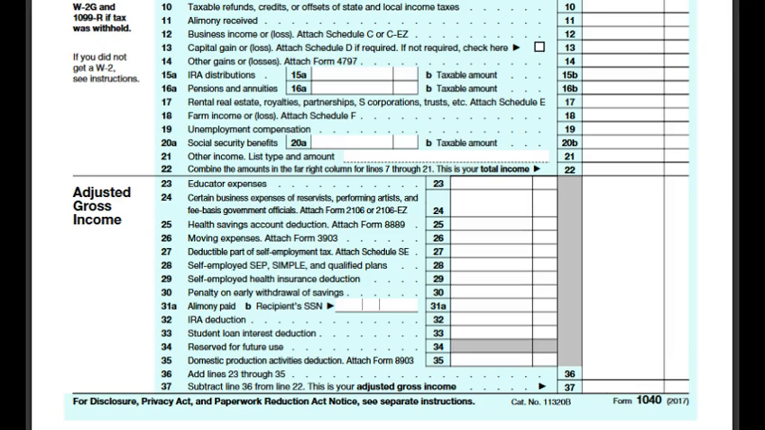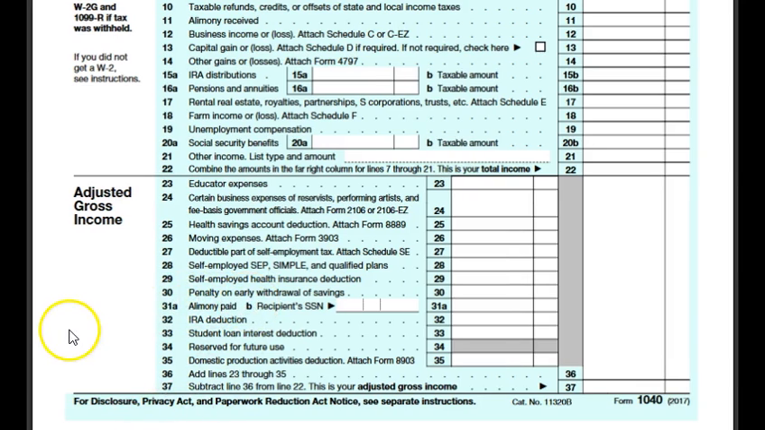So let's check in to see where we are with the 1040. We've covered educator expenses. We've covered health savings account, and we will cover that more in depth. We will cover some of these other things. We covered penalty of early withdrawal of savings. We've covered alimony. And now we're going to cover the student loan interest deduction, line 33.